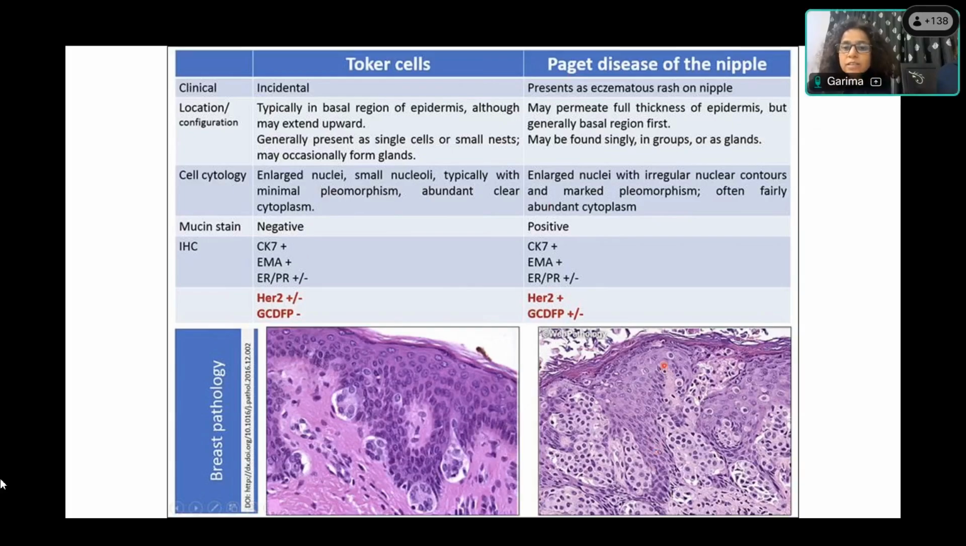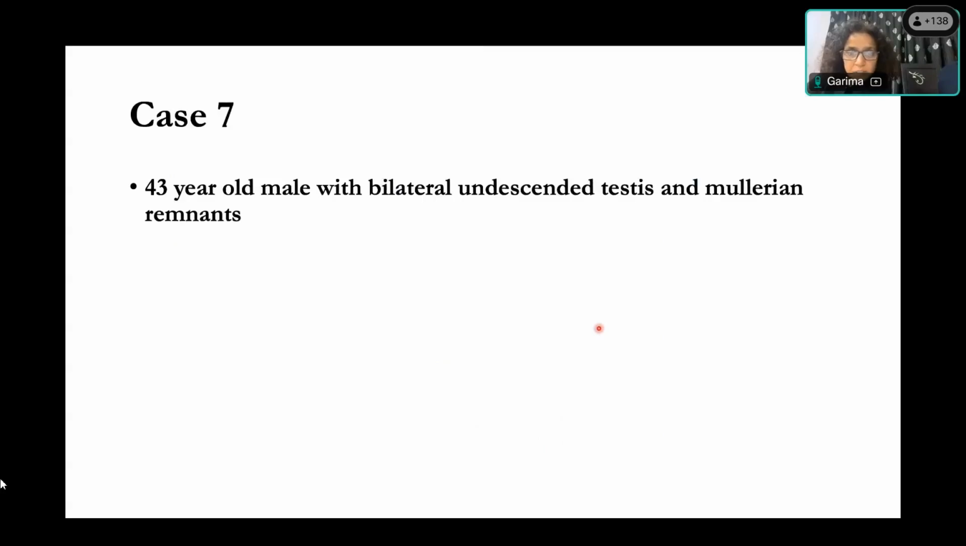So these cells, the Paget cells, have vacuolated cytoplasm because of mucin, and it is positive for stains like mucicarmine. Okay. So we move on to the next case. It is a 43-year-old male with bilateral undescended testis and Mullerian remnants.